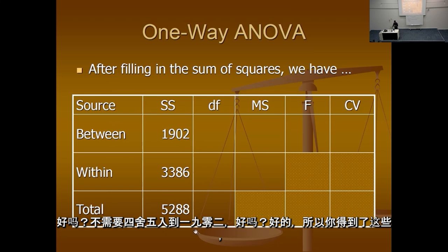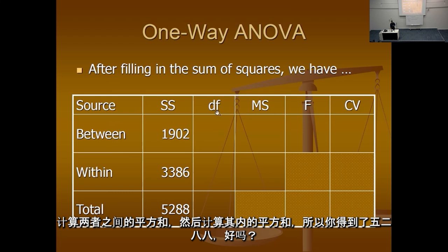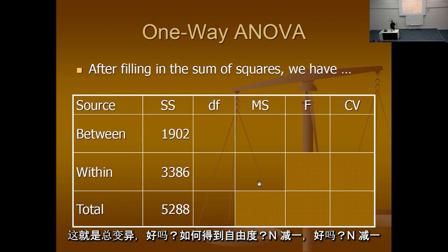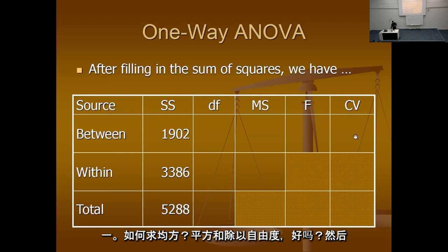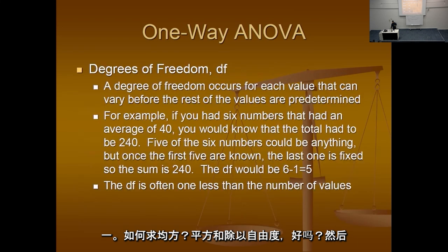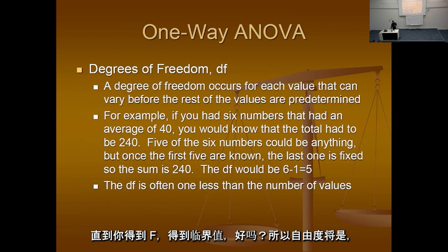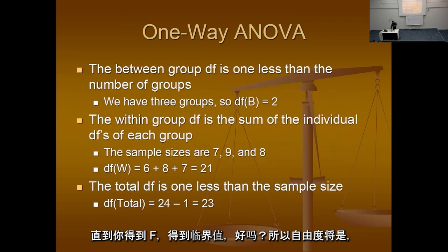So you get the sum square between and the sum square within, and together you get 5288. This is the total variation. How to get the degree of freedom? N minus 1. How to get the mean square? Sum square divided by degree of freedom. And then you get the F, and you get the critical value.